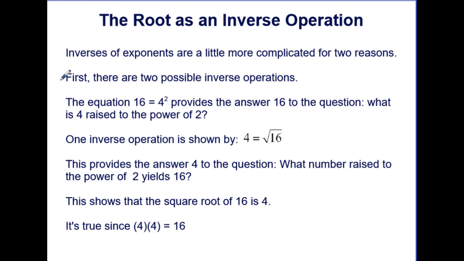It's not as simple as add, subtract, and multiply and divide. So the first reason is there are 2 possible inverse operations. There's not just one or the other. There's 2 choices. So here we have the equation 16 equals 4 squared, which provides the answer 16 to the question, what is 4 raised to the power of 2? So one inverse is shown by 4 equals the square root of 16. This provides the answer 4 to the question, what number raised to the power of 2 yields 16? And this shows that the square root of 16 is 4, which we know because it's true that 4 times 4 is 16. You can go back and forth no matter what the question is.